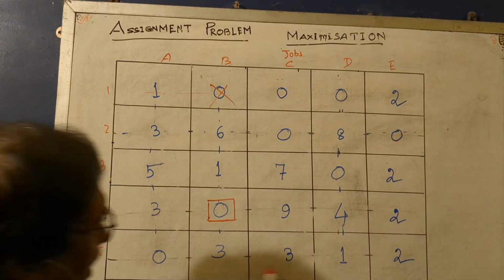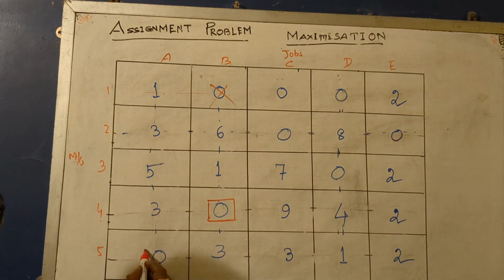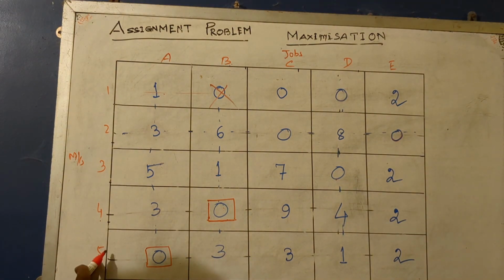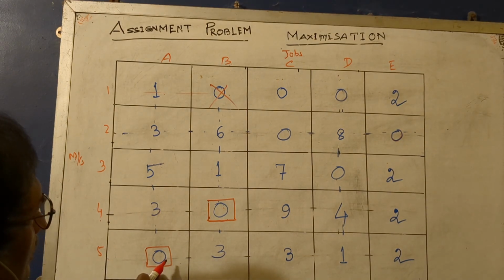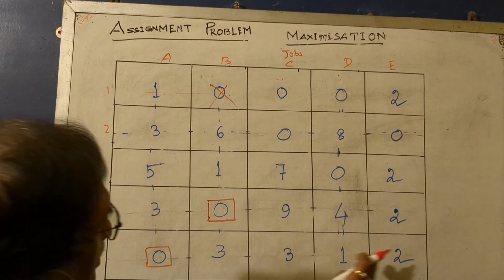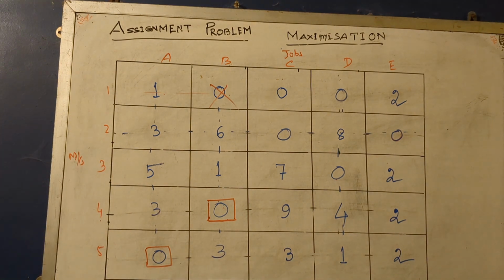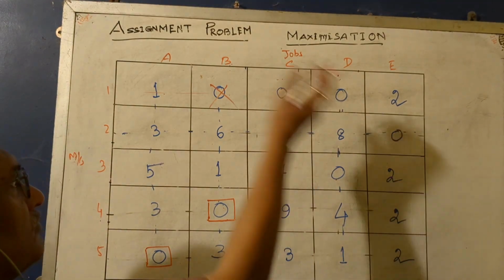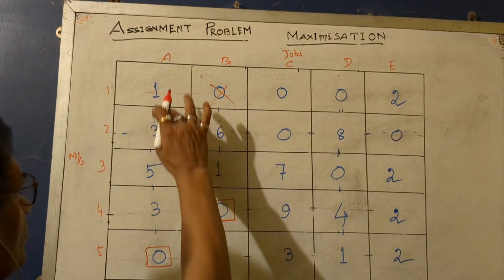You see the last row, there is only one 0. It is also to be allocated, otherwise machine P will be left out. That's why I have allocated. But here there is no other 0, so it is not required to cross anything. Now start from the first row. You can also start from the first row serially: first row, second row, third.